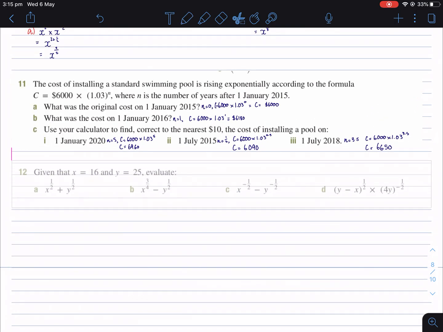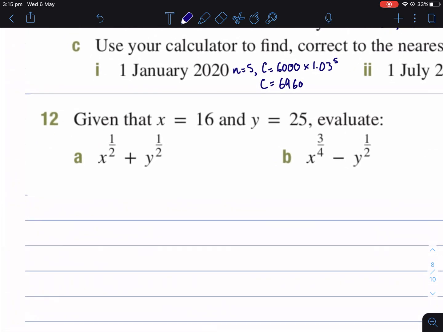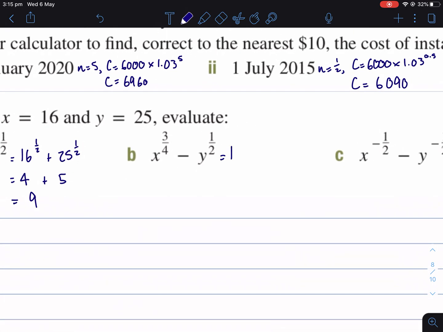All right, these next ones, not too difficult because they've given us actual values for x and y. So we know this is the same as 16 to the half plus 25 to the half. 16 to the half, that's the square root of 16, that's 4. 25 to the half is 5, so we get 9. 16 to the 3 on 4 minus 25 to the half. It's the same as 16 to the 1 on 4 to the 3 minus 25 to the half. So the 4th root of 16 is 2, so we've got 2 cubed minus 25 to the half, 5. So we've got 8 minus 5, so it's 3.